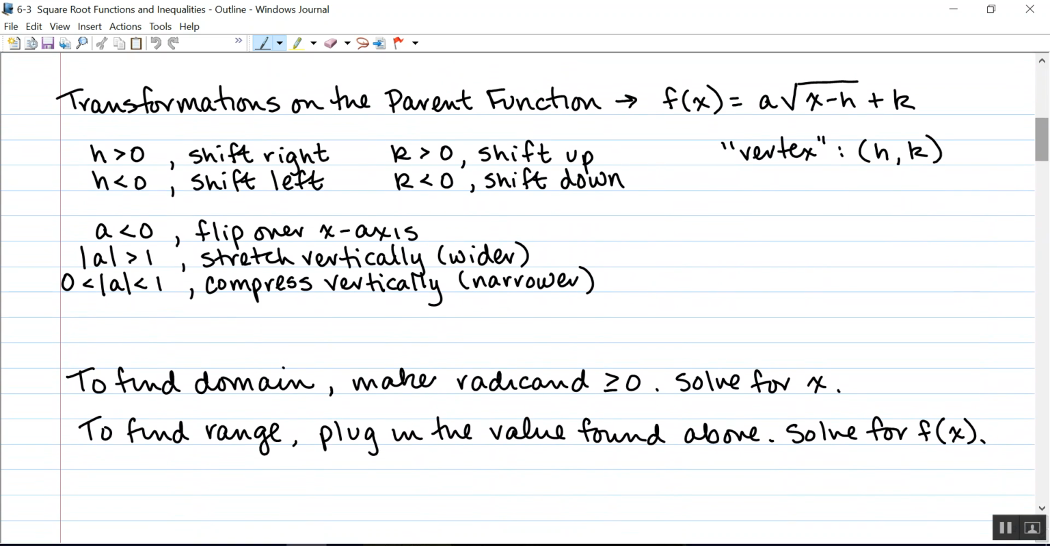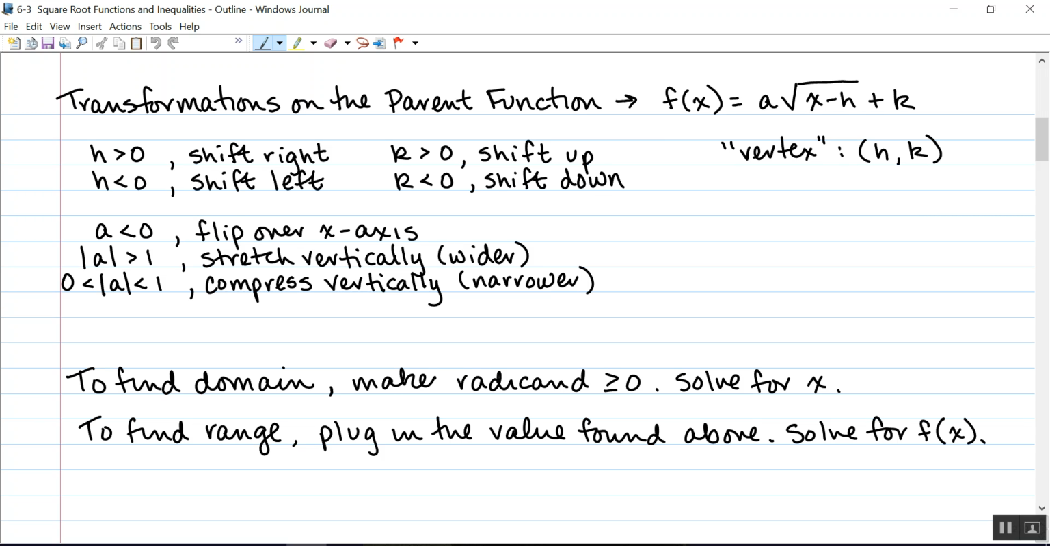So here are some transformations on the parent function. If the basic parent function is the square root of x, then we can have an a out front, as we saw with a quadratic function. We can have a minus h within the function itself, and then a plus k outside. So the basic transformation would be f of x equals a times the square root of x minus h, plus k. It has what I call a vertex at the point (h, k). I don't think they officially use the term vertex, but that's the starting point. That's where the graph begins and takes off and heads off in only one direction.